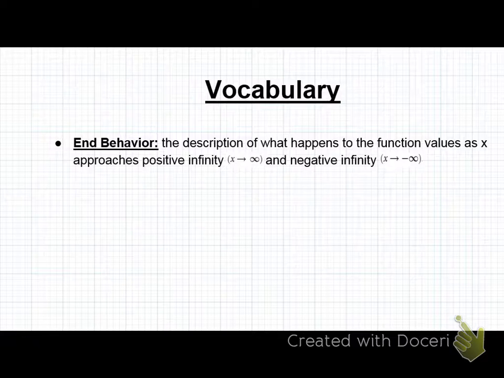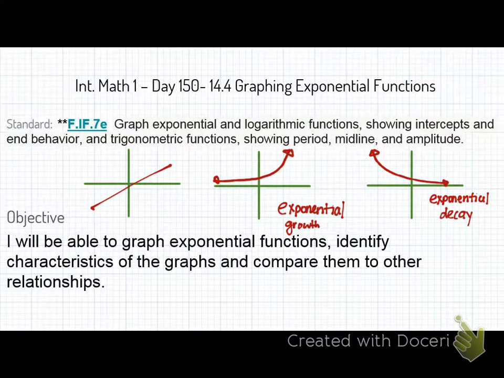Next one. Vocabulary. End behavior is what happens at the end. So if you're noticing here, the end behavior of exponential growth, you see how it goes up forever? And then the end behavior here keeps going down, but it slows down forever. It kind of gets closer to 0. You see that? Here, let me give you an example of why this happens.